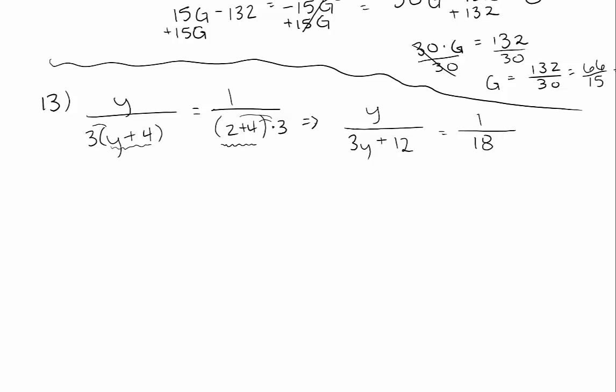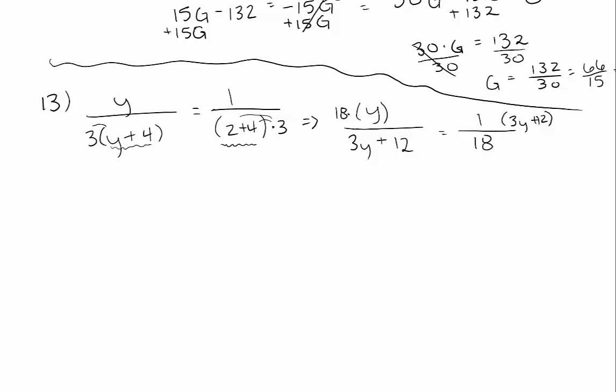In the previous problem, I cross-multiplied, right? And then I proved that it worked. So I'm just going to cross-multiply here. I'm going to say this times, and I got to multiply the whole top by 3y plus 12. Scooch a 1 in there. And then I got to multiply this whole top, which is just y, but I got to multiply that by 18. And then our denominators will go away.